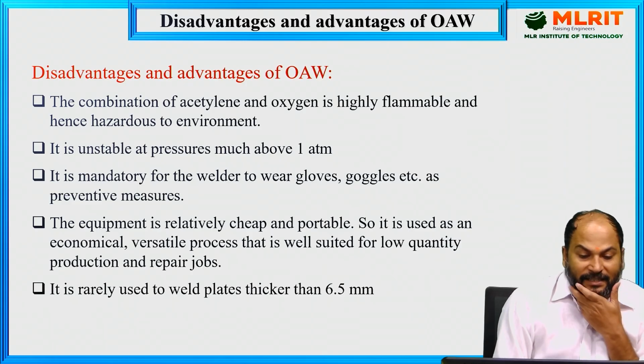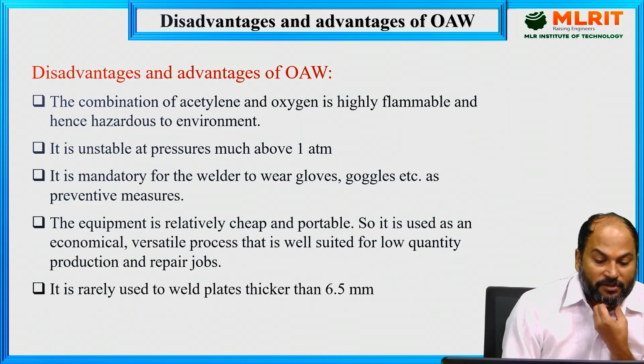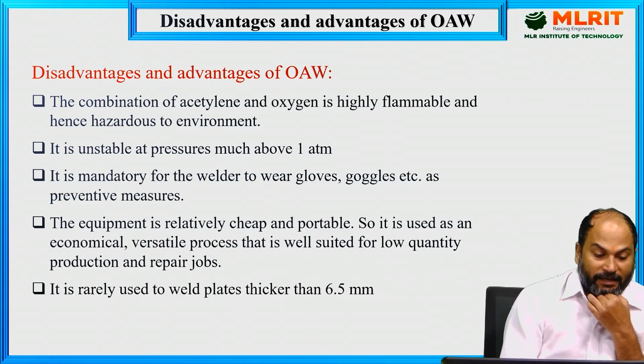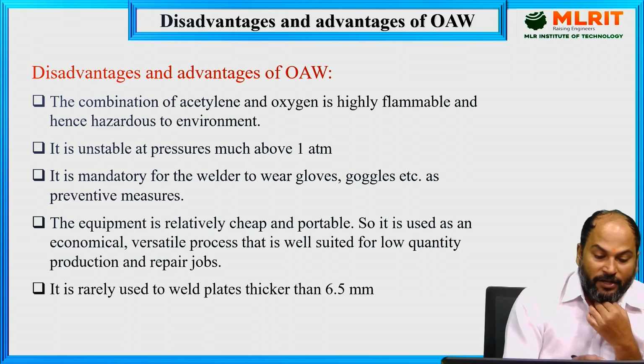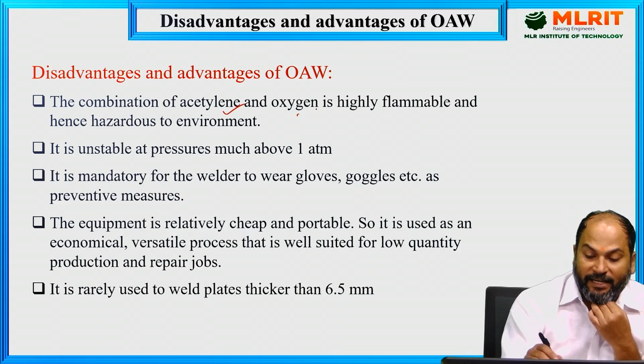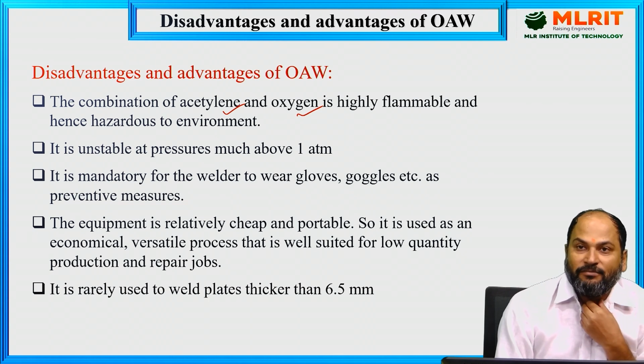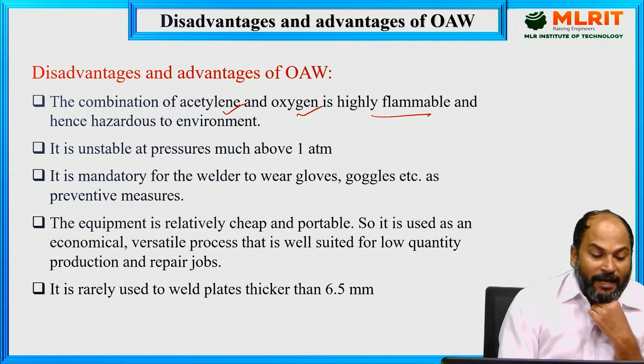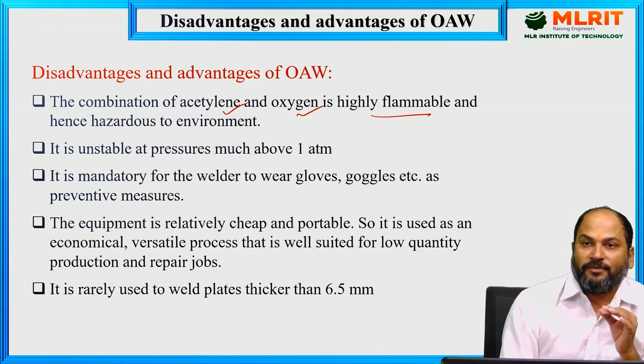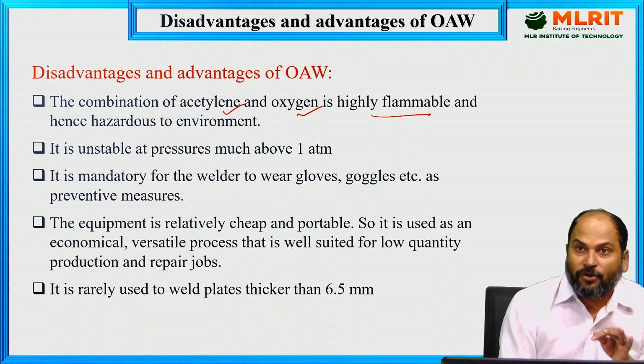So what is the advantage and what is the disadvantage of this process? We'll take the advantages and disadvantages one by one. The combination of acetylene and oxygen is highly flammable. That is the disadvantage of this process. It's very difficult to store because it is flammable and hence hazardous to the atmosphere. That is the major drawback of this process.